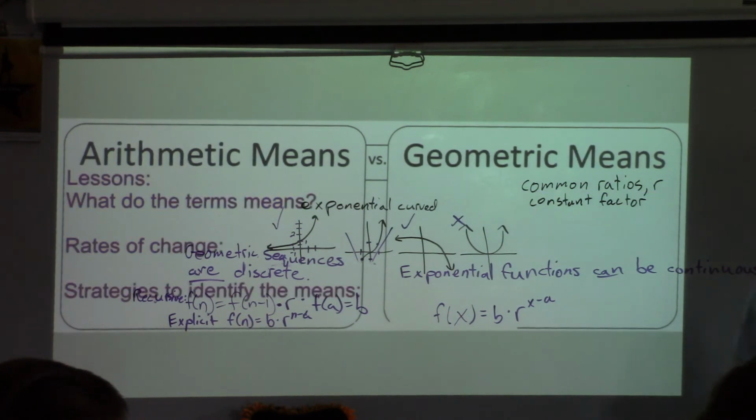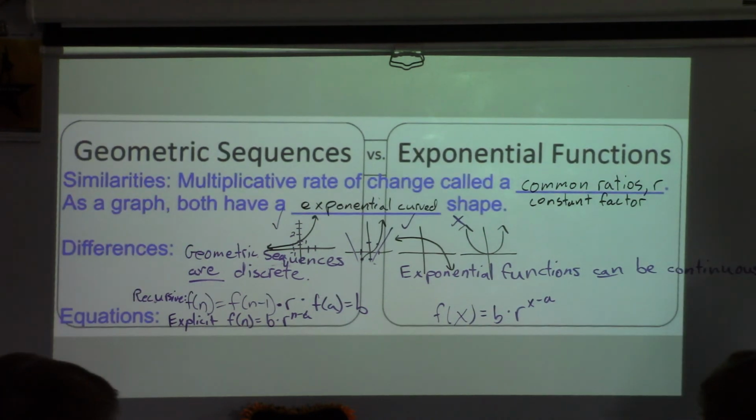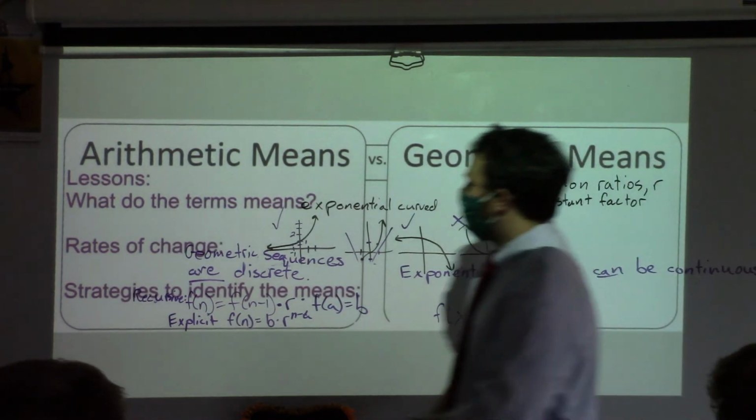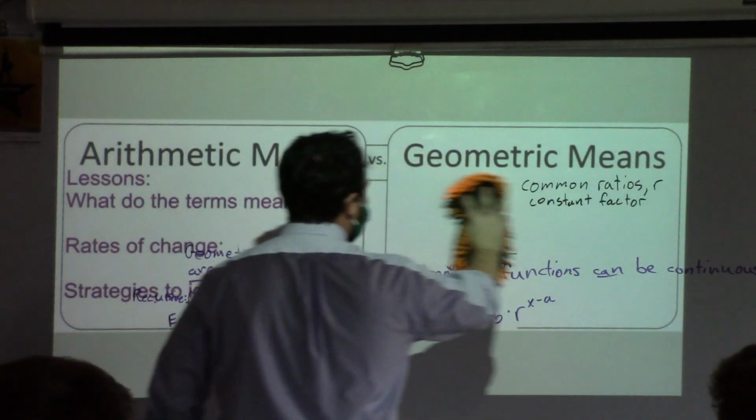Okay, what were you still writing, Jeffrey? You got it? Okay. Arithmetic means versus geometric means.